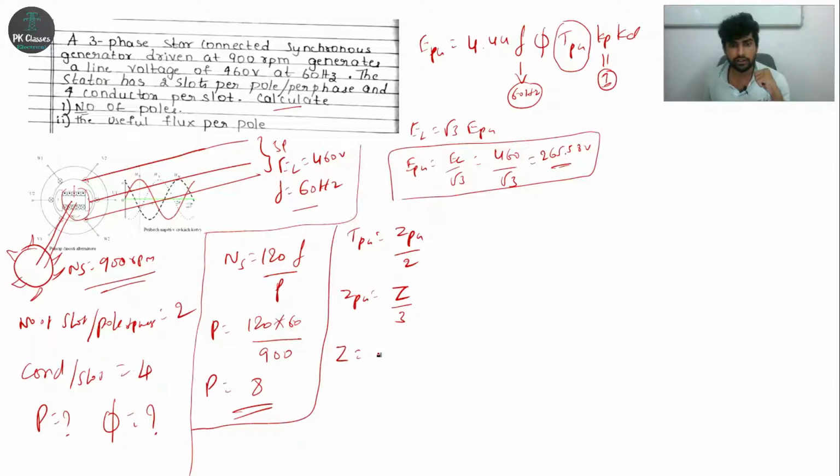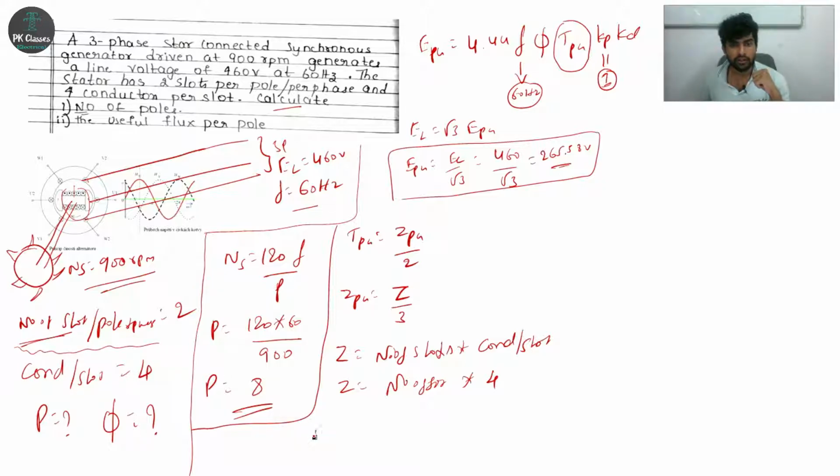So Z is equal to number of slots into conductor per slots. So Z is equal to number of slots they are not given, right? Into conductor per slots is 4. How to calculate number of slots? See here formula is there. They have given like this: number of slots divided by pole into phase is equal to 2.